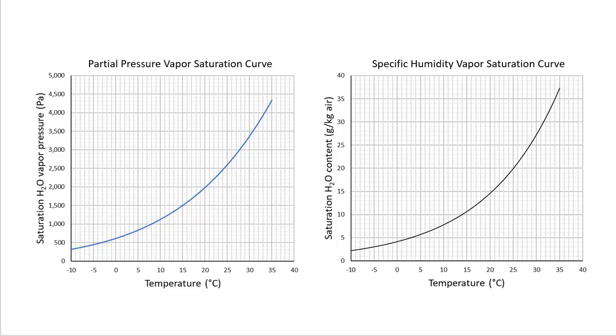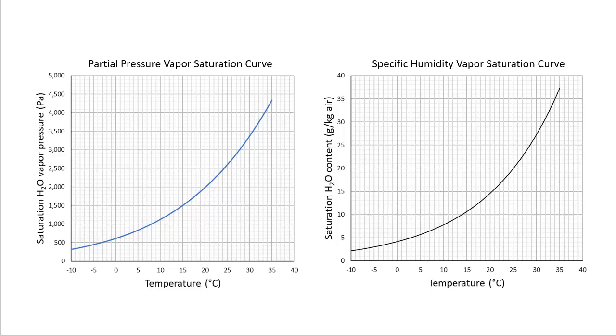In this video, I want to describe the water vapor saturation curve diagram, which is the foundation of understanding how precipitation forms. So I've shown two versions of the diagram here. On the left is the version in terms of partial pressure of water vapor, and on the right is the version in terms of the specific humidity. Remember, both of these are ways of describing the water vapor content of air.